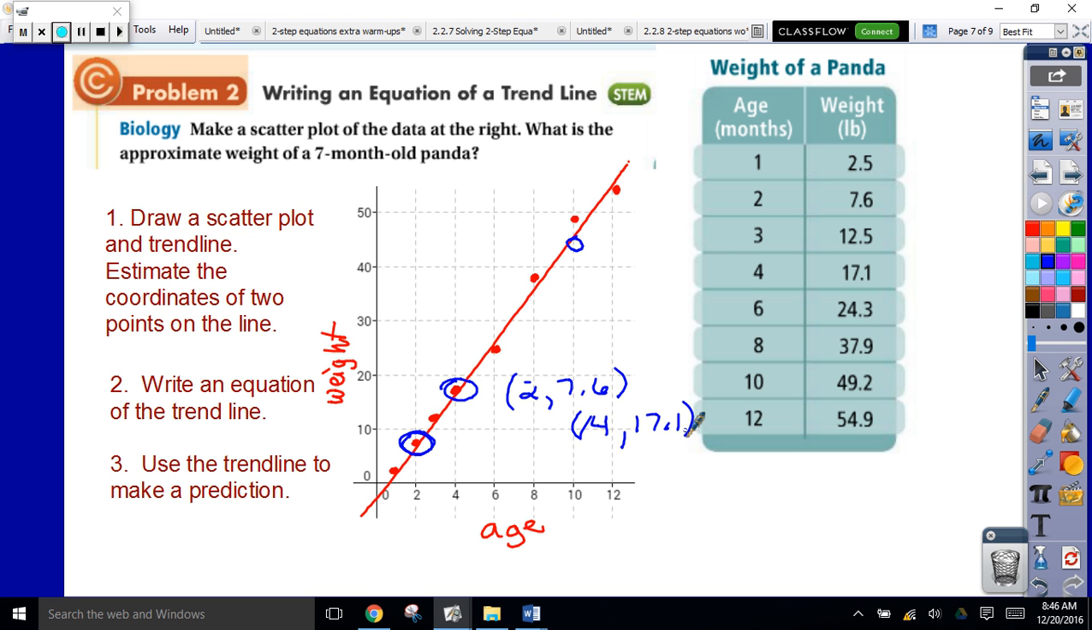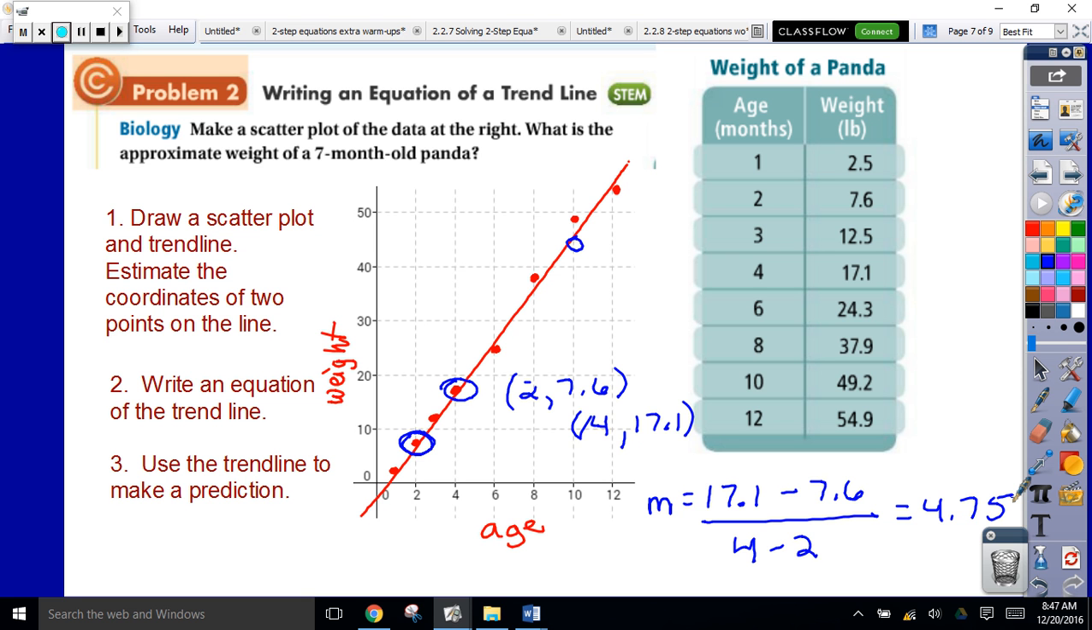Athena? Find the slope. Good. So I'm going to find the slope of that line using these 2 points. So my slope would be 17.1 minus 7.6 over 4 minus 2. And when I do those calculations, I end up with a slope of 4.75. So that's my slope.